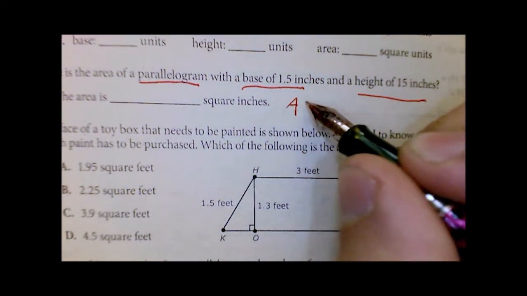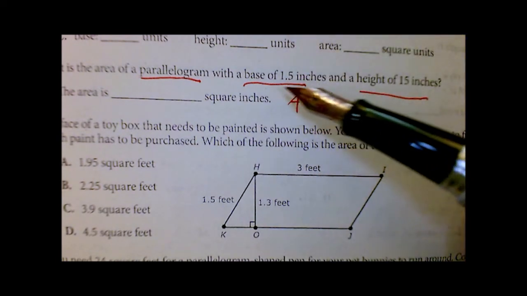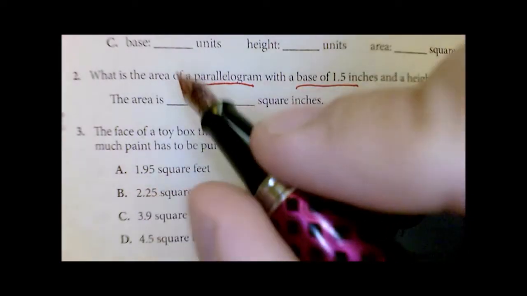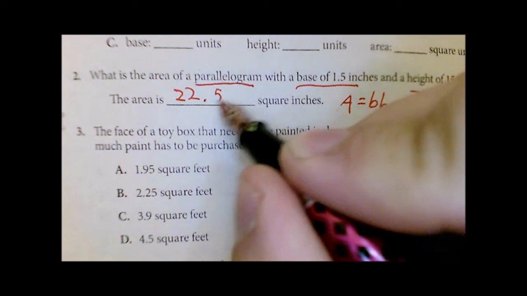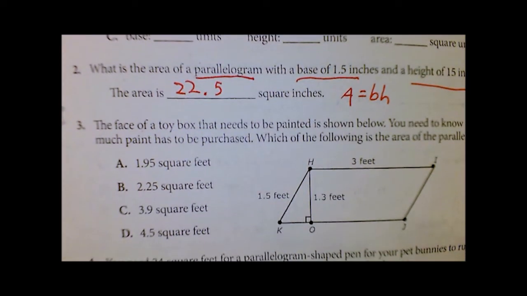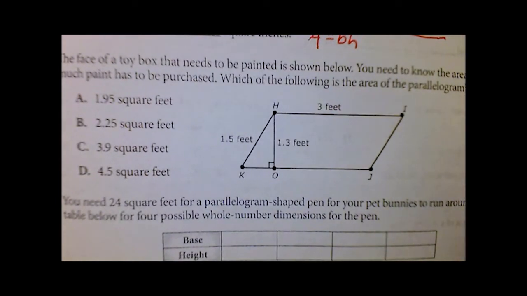Using our formula, area equals base times height, we'll multiply 1.5 and 15. That's going to give us an area, using a calculator, of 22.5 square inches. Let's go on to number 3 since I can see it down here. It's telling us about a toy box that needs to be painted and that we need to know how much paint we need to purchase. So we have to find the area of this parallelogram, as it states right here.